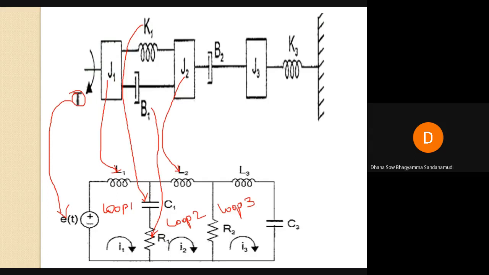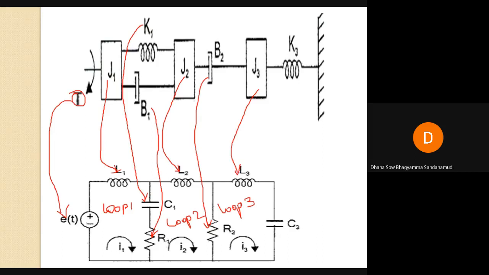Next, in between J2 and J3, that is in between loop 2 and loop 3, what is it? B2. B2 is R2. Next, J3. J3 is analogous to L3. Next, what is left over?